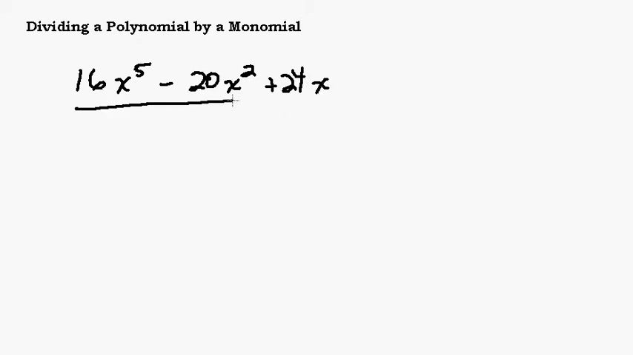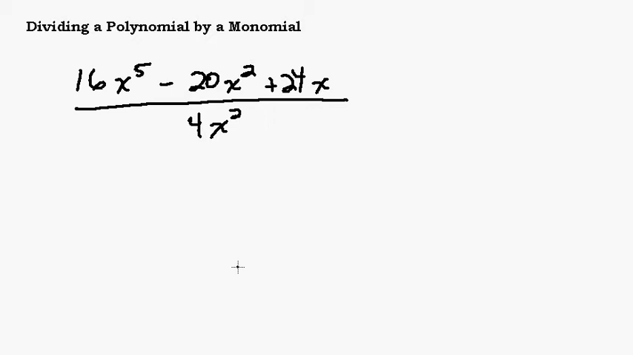Let's say we have something like 16x to the 5th minus 20x to the 2nd plus 24x, and we're going to divide that whole thing by 4x squared.